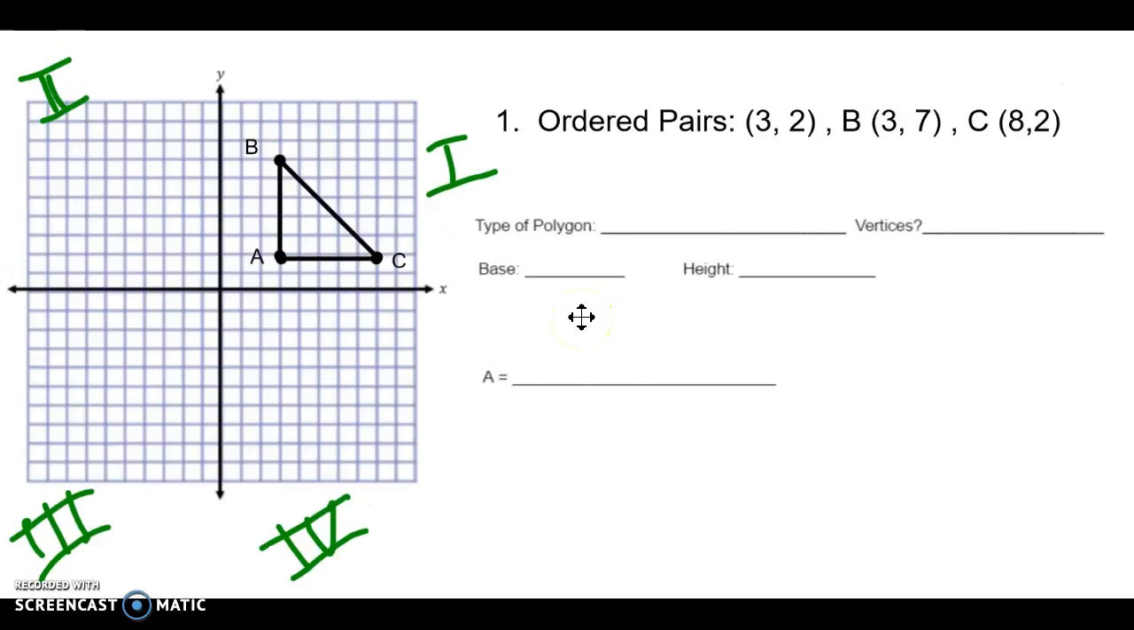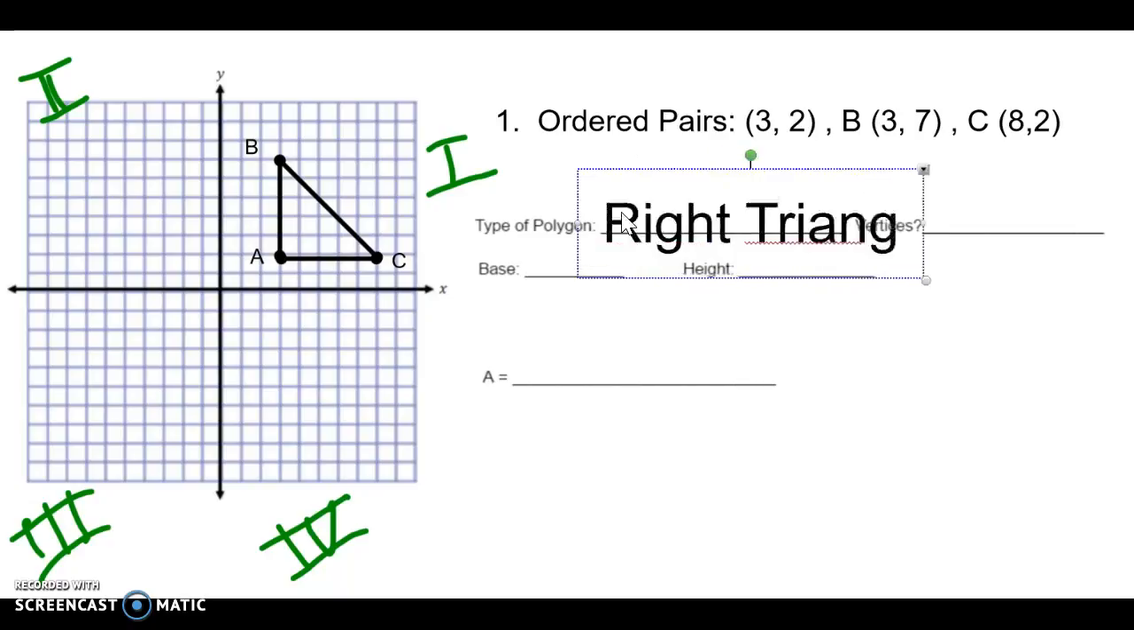Once I plotted all of my points, I then connected them to create line segments, which ended up creating a polygon, a three-sided polygon actually. And that type of polygon is a right triangle because it created a 90-degree angle right in the corner of A. You could see that if I did this square right there, that would create a 90-degree angle.